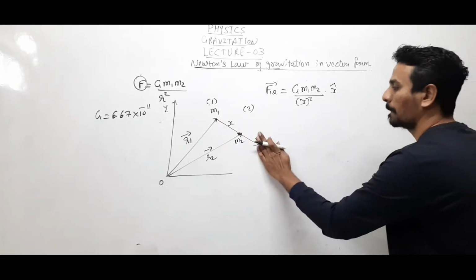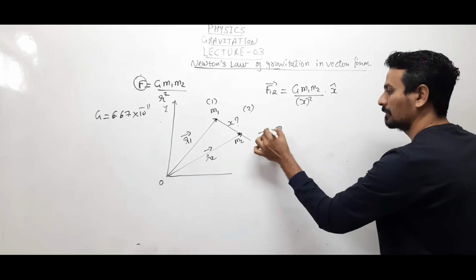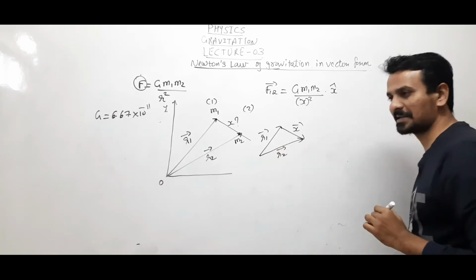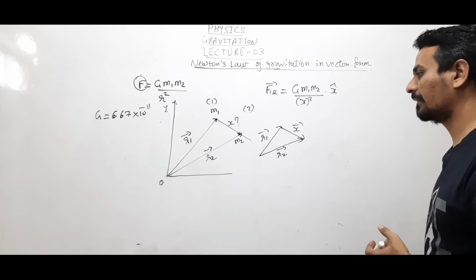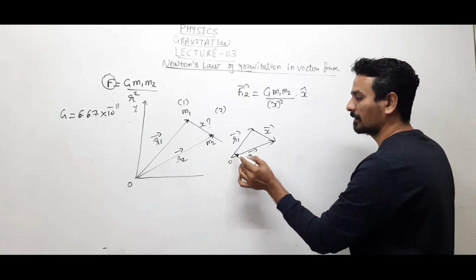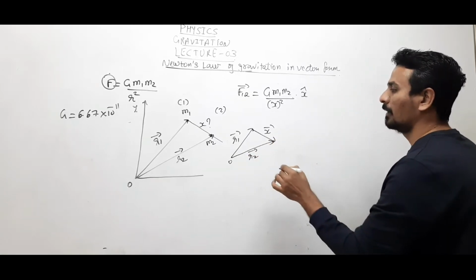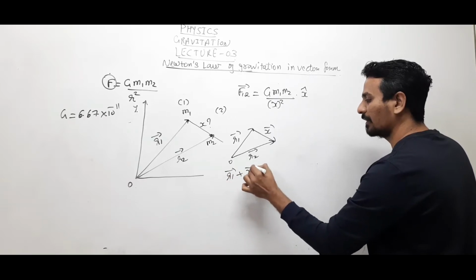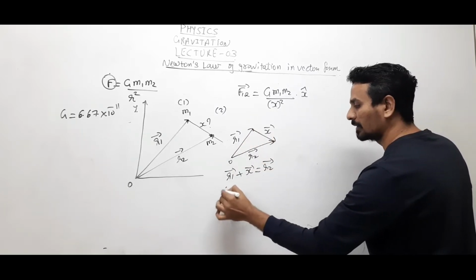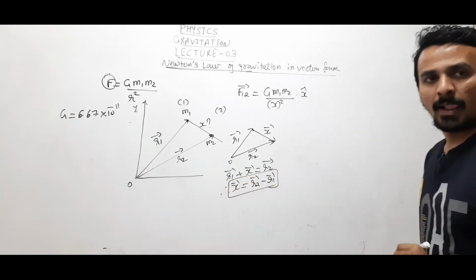Now x can be written as follows. This is your r1, x is in this direction, and this is your r2. From the laws of addition of two vectors, r2 is r1 plus x, because in vector addition the head of the first vector to the tail of the second vector gives the resultant vector. So a plus b equals c, that is, r1 plus x equals r2. Therefore x is equal to r2 minus r1. Clear?